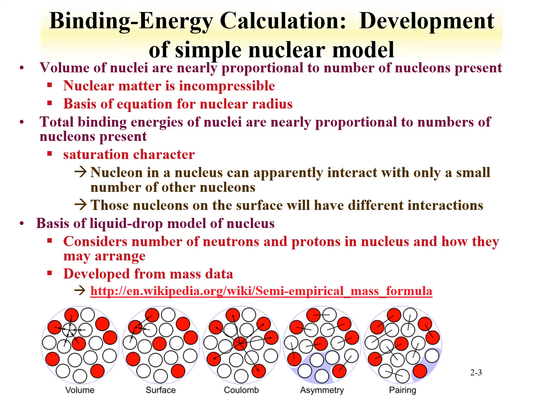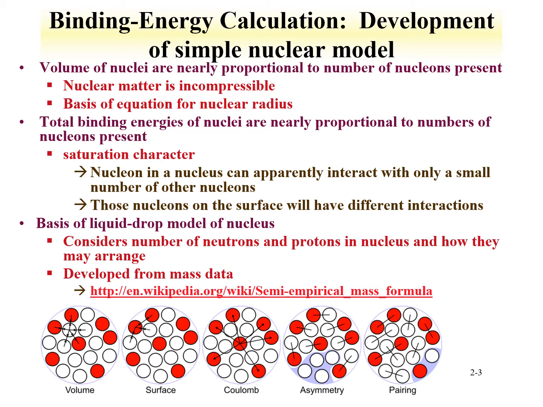Nucleons that are saturated, that have other nucleons around them, will have a different characteristic than those on the surface, because the surface nucleons don't have other nucleons around them at the surface. So we need to consider that term. All these together is the basis of the liquid drop model. It considers the number of protons and neutrons in a nucleus, and how they may arrange and interact. And if we're going to talk about the liquid drop model of the nucleus, we tend to think spherical. This is all developed from mass data, and you can get some information from this web link here.